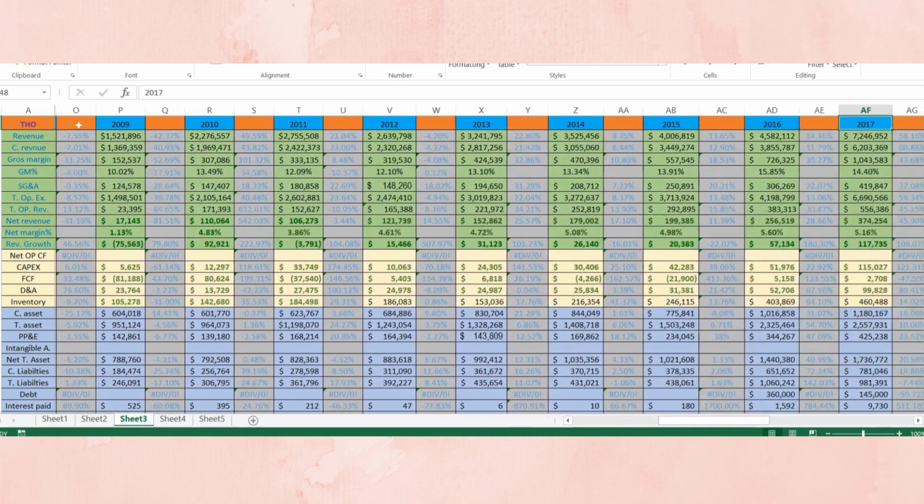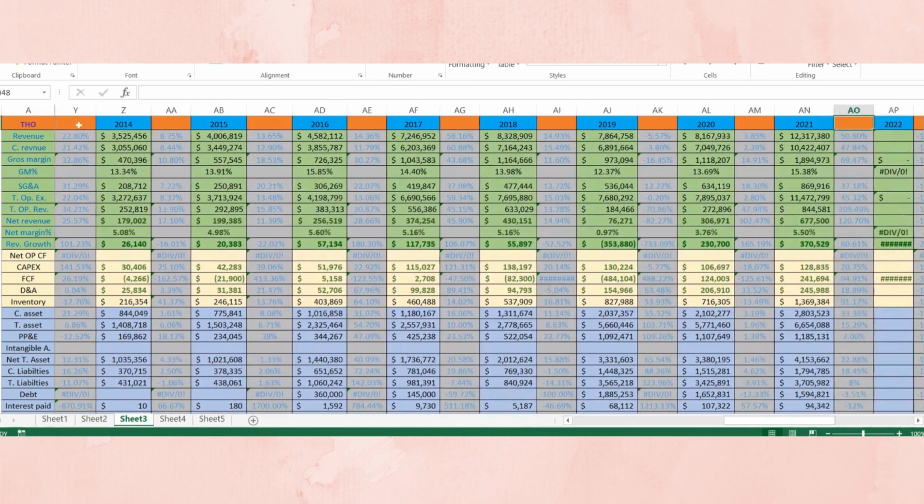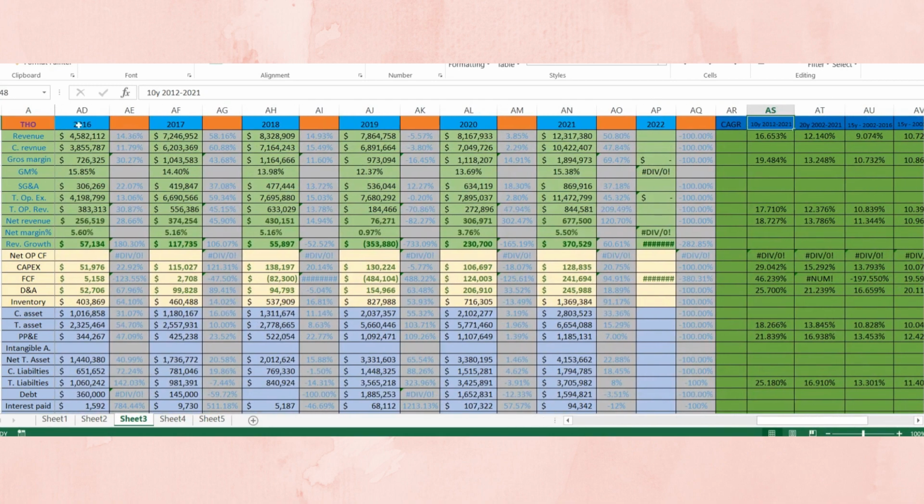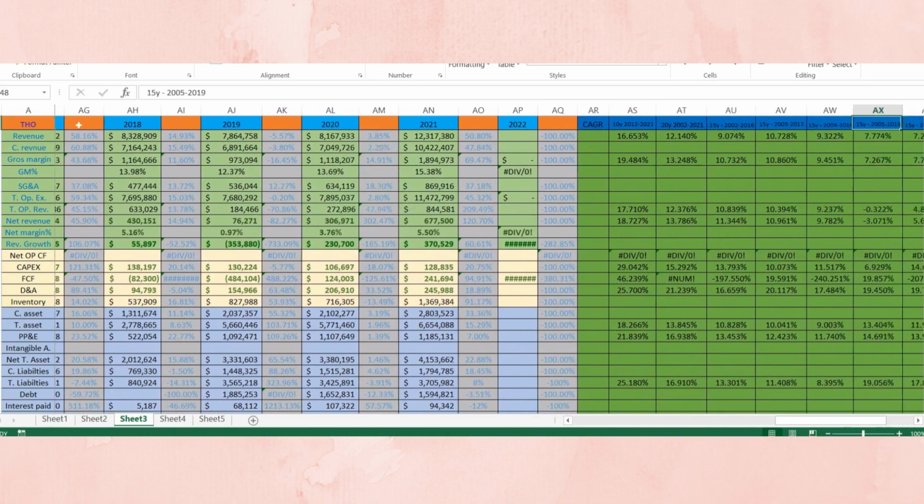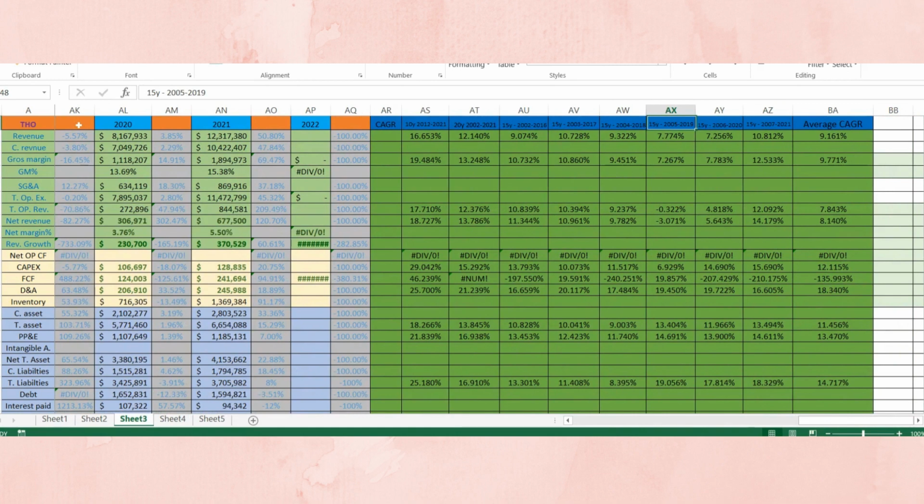And my CAGRs are much more sophisticated. I'll do the last 10 years like before, the last 20 years, and then I'll do averages of 15 years. So how much is the CAGR from 2002 to 2016? How much is the 15-year growth from 2003 to 2017, and so on? Then I'll do an average of all these numbers together. This gives me a pretty accurate average growth.